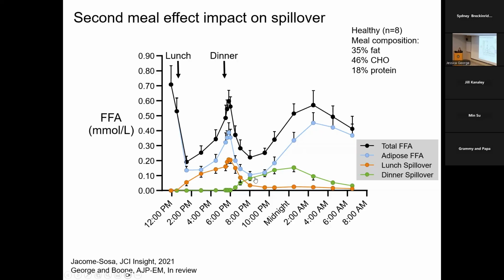At 8 p.m., total FFA concentrations take a sharp decline due to the carbohydrate in the meal. And while adipose is going down, spillover from both lunch and dinner are filling that FFA pool back up. You can see that after meals, if you don't have the suppression of adipose, while you have spillover, you will have much higher FFA concentrations.